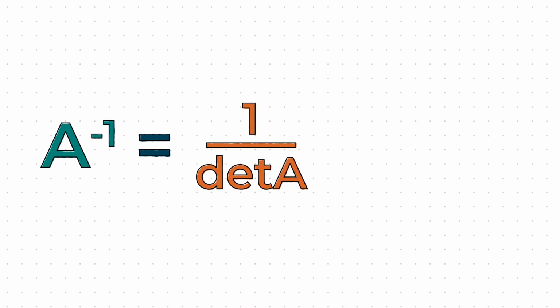So to solve this equation, we first need to find the value of A inverse. And if we recall from our last video, we do this using the equation A inverse is equal to 1 over the determinant A multiplied by the adjoint A.